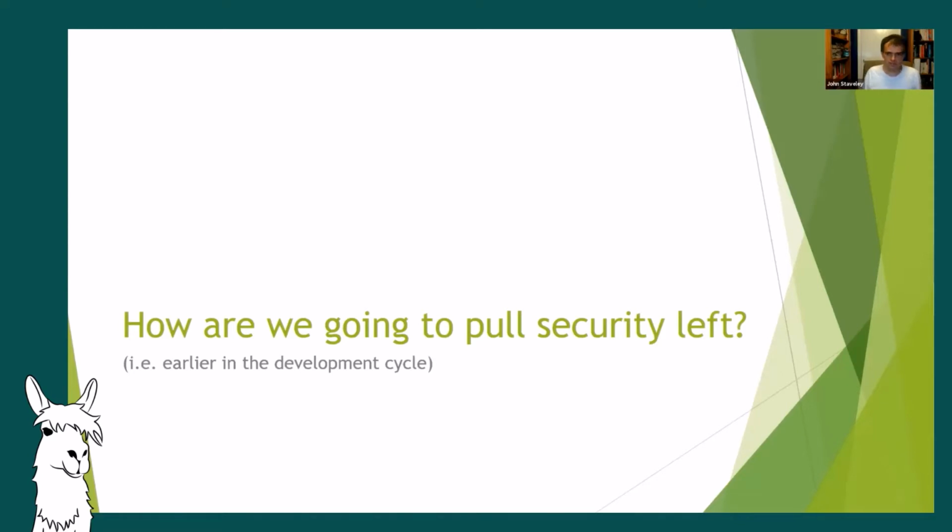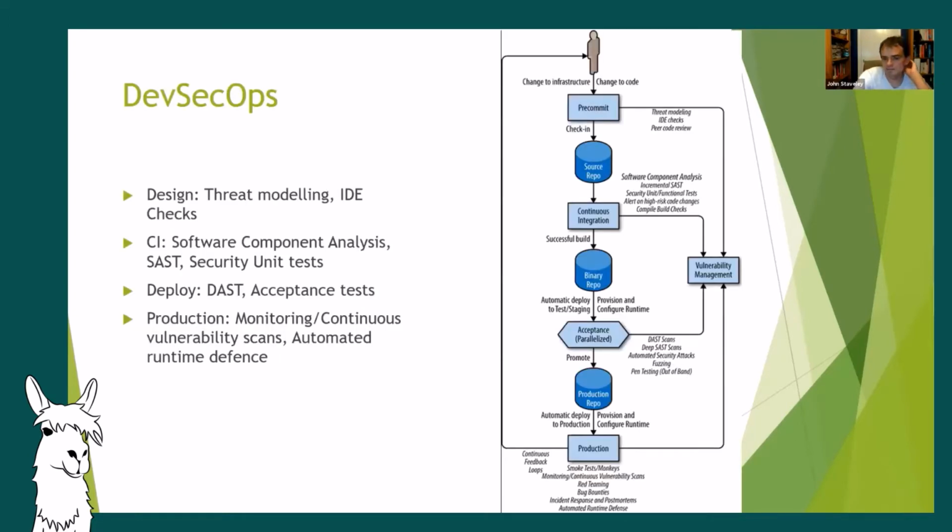So how are we going to pull that security left? That is as early as possible in the development life cycle. So this diagram I've taken from a book on DevSecOps, one of the best books I've read on the subject, which I'll be giving a link to at the end, which shows how we can pull in security checks at different stages. So here we say we need to change the code at the pre-commit stage. We can do these checks, threat modeling, IDE, continuous integration, acceptance test, and then deployment into production. Each of these stages, we're doing different kinds of security checks.